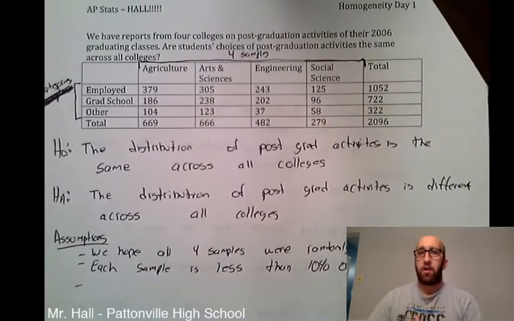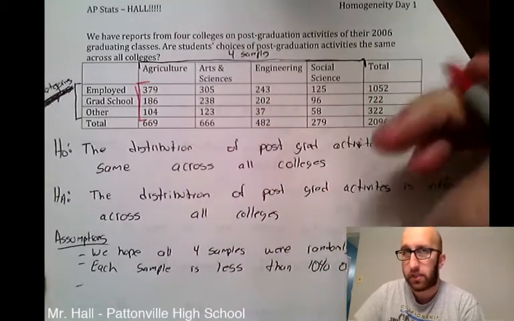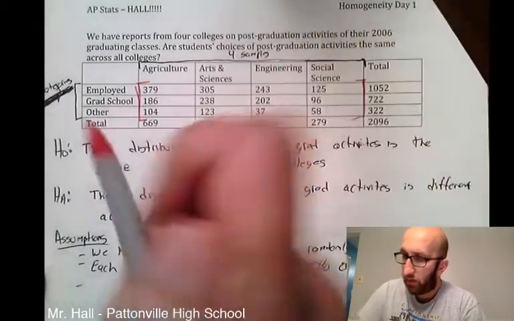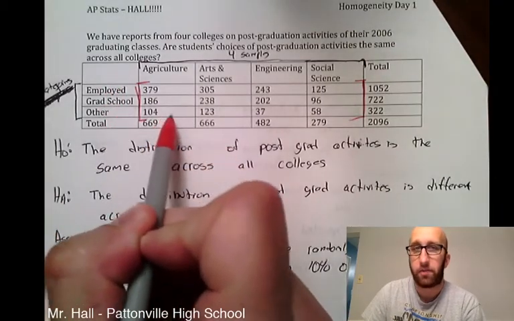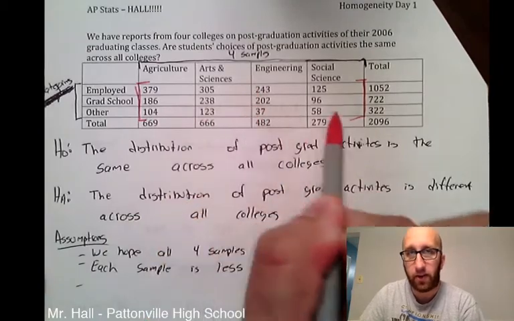So in this particular problem, the data we're really interested in is just the agriculture to social science, so we don't care about the total column there. And then from employed down to other, so again, we don't care about total. So we care about these numbers right inside here.